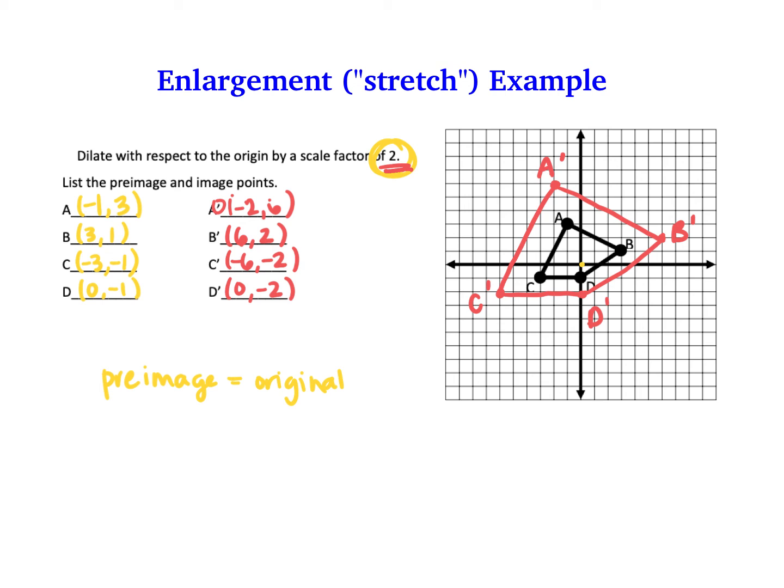So you can see the overall shape still is the same, it's just the size has doubled to 2 times as big. So the main difference is focusing here on these coordinates and not so much those side lengths. Let's look at another example where it's getting smaller.